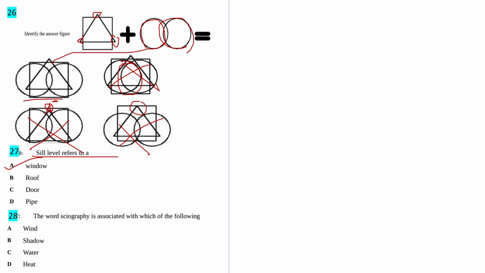Then, the word sciography is associated with the following. When you have a cube or a building of this sort, or any shape basically, and your shadow is going at a particular angle, that shadow is known as sciography. So the word sciography is associated with shadow.